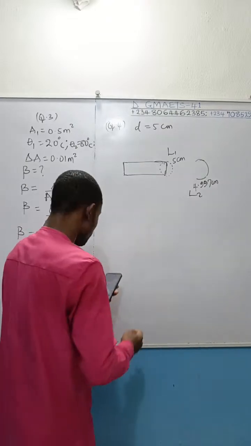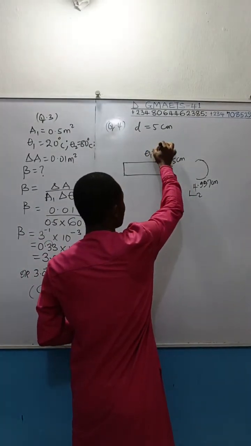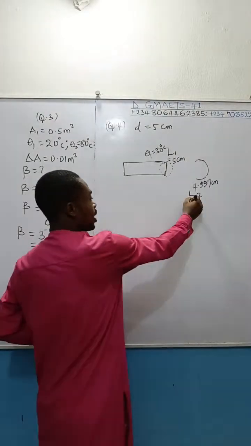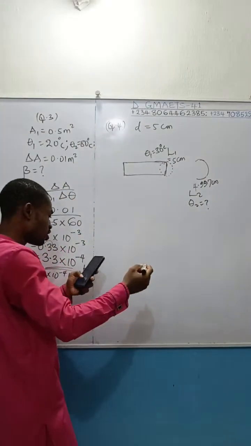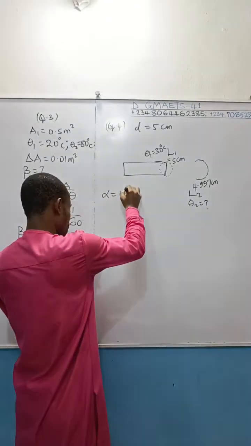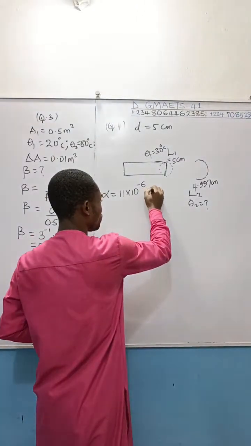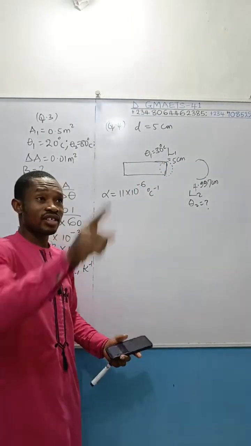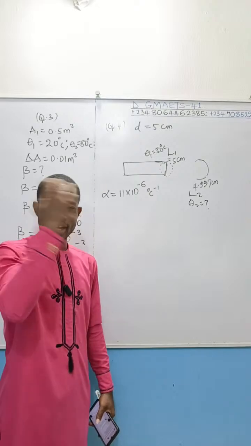So with this, we are given the temperature at this point, theta 1 is equal to 30 degrees centigrade. L1 is equal to 5 centimeters. Theta 2, we don't know. At what temperature, final temperature, will this fit into this? Now, the coefficient of linear expansion, alpha, was given to us. Alpha is equal to 11 times 10 to the power of minus 6 per degree Celsius. Don't forget, please, diameter is still the same as length. If I have a circle, a diameter is a straight line drawn passing through the center of that circle. You can extract that line as a straight line.